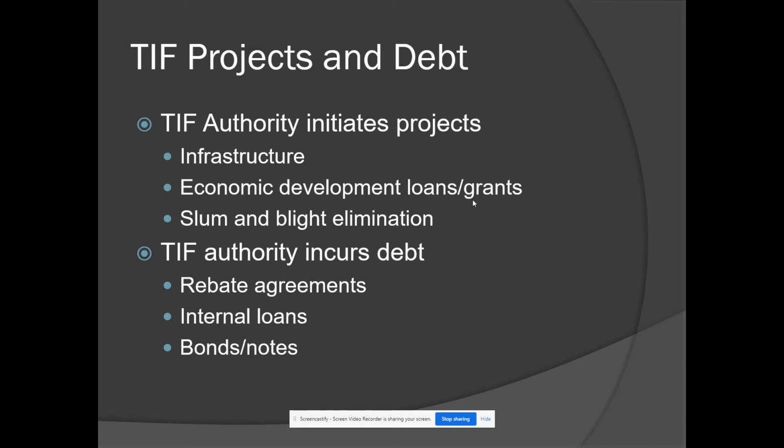So in undertaking these projects, the TIF authority would incur debt. That could take the form of a rebate or developer agreement with a local business, or a business that wants to come into the area, an agreement to rebate them some of their taxes over a certain number of years, something of that nature. It could be an internal loan, whereas, say, a city would borrow from their general fund in order to undertake certain projects, do some street work, that sort of thing, and then they intend to repay that loan with TIF revenue.